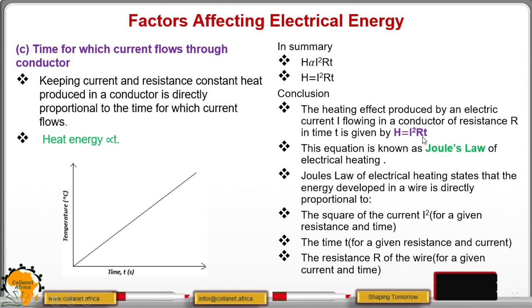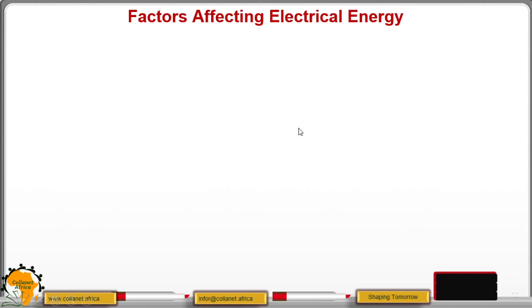Remember now, this equation is what we are calling Joule's law. And this equation is summarizing the factors that are affecting the electrical energy or the heating effect of electrical energy. Then from there, we have something to note. Now we have seen that H is equal to I squared R T.